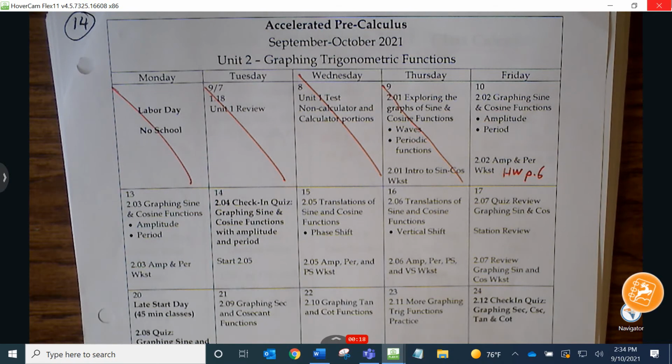Okay, we're going to pick up where we left off yesterday. We started talking about sine and cosine graphs. So if you guys can turn to page 4.